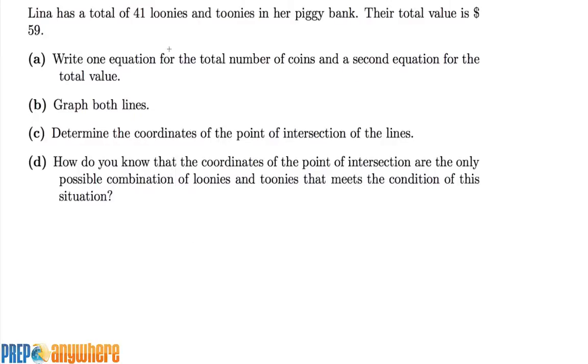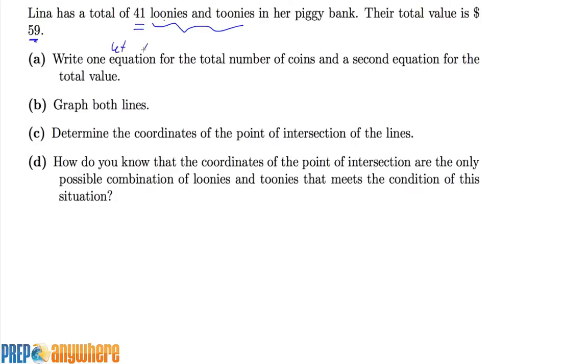Lena has a total of 41 loonies and toonies. Okay, so a combination of loonies and toonies, we don't know how much of each we have, but the total is 41. And the total value is $59. So there's two things that we don't know: the amount of loonies and the amount of toonies.